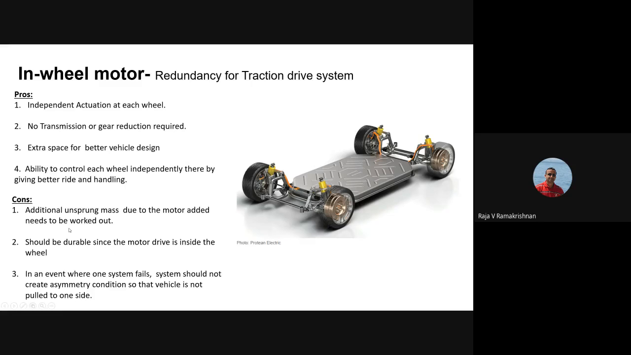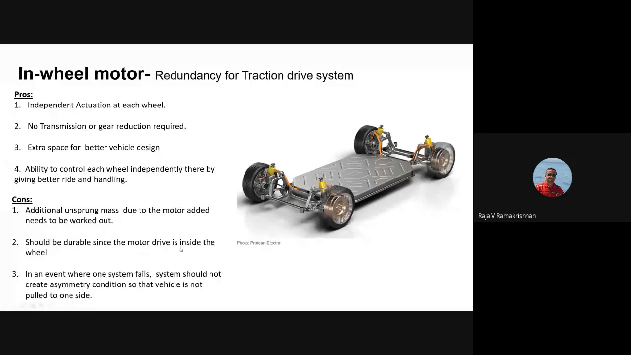Now, what are the cons? There are definitely a lot of challenges in such systems too. Additional weight on the wheels will create what we call unsprung mass, which creates a ride and handling issue when we go through bumps and stuff. But I think that needs to be worked out. But this has almost been worked out now in industry.